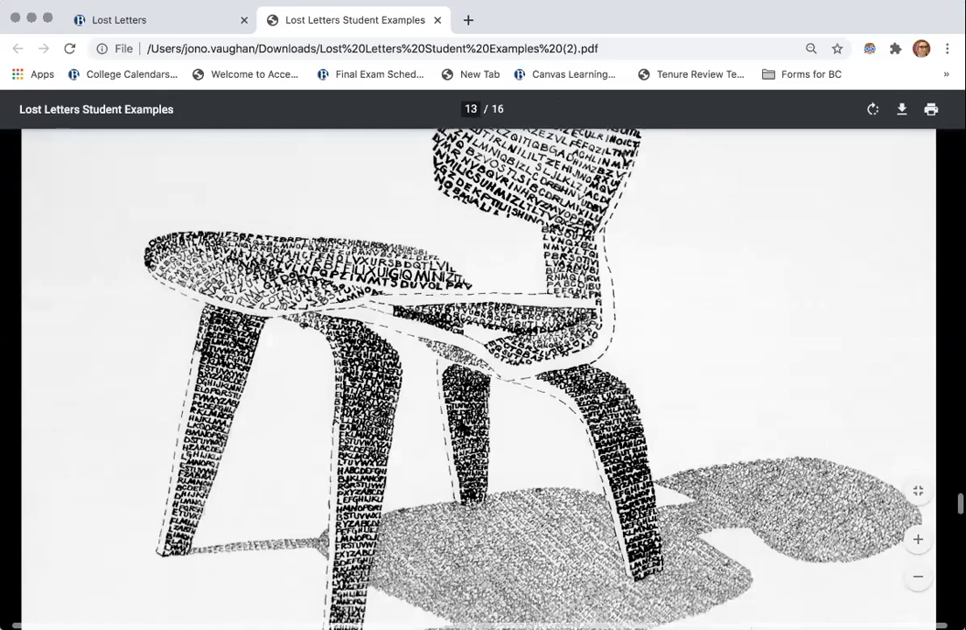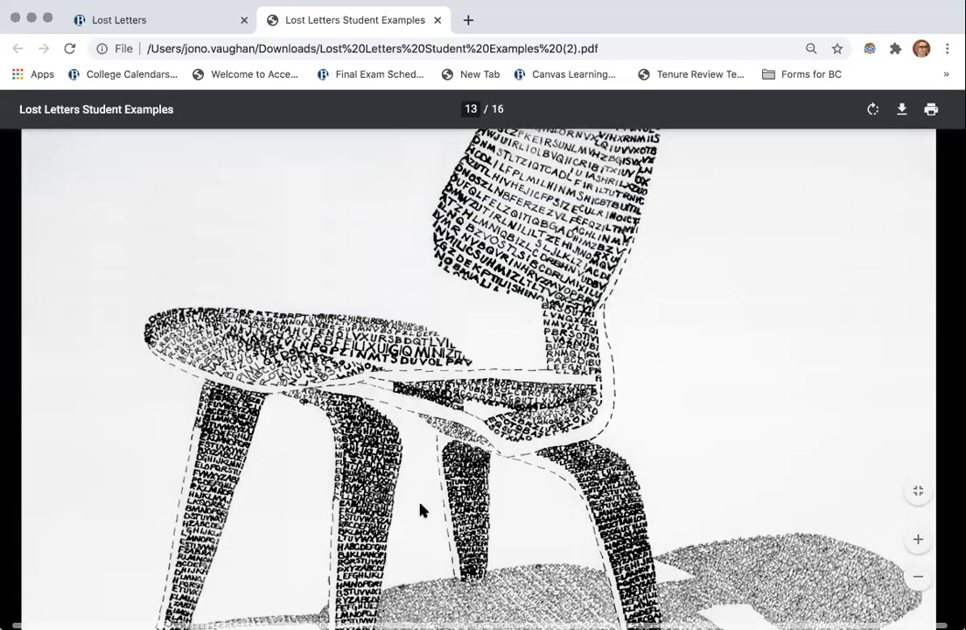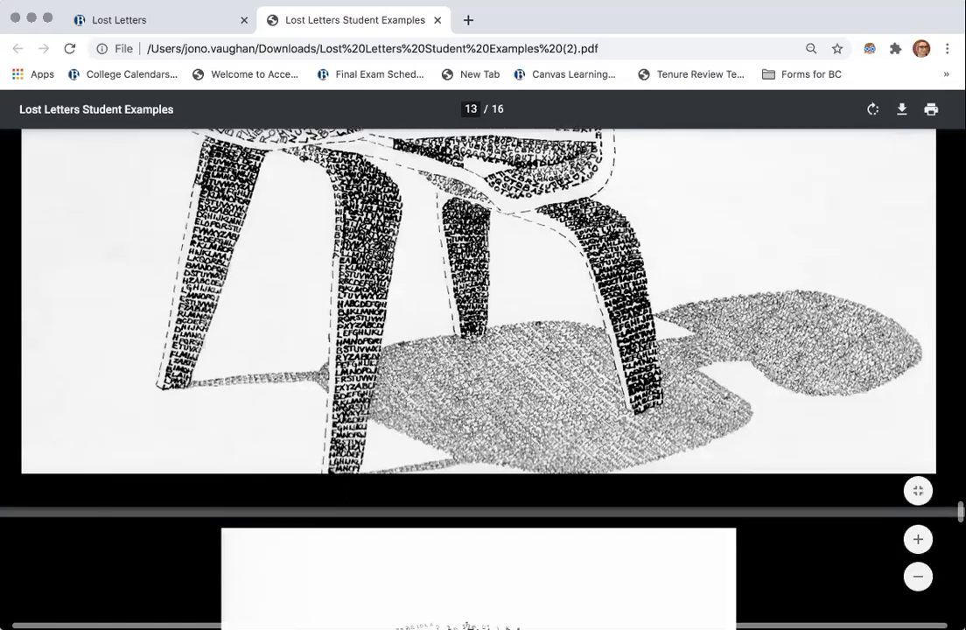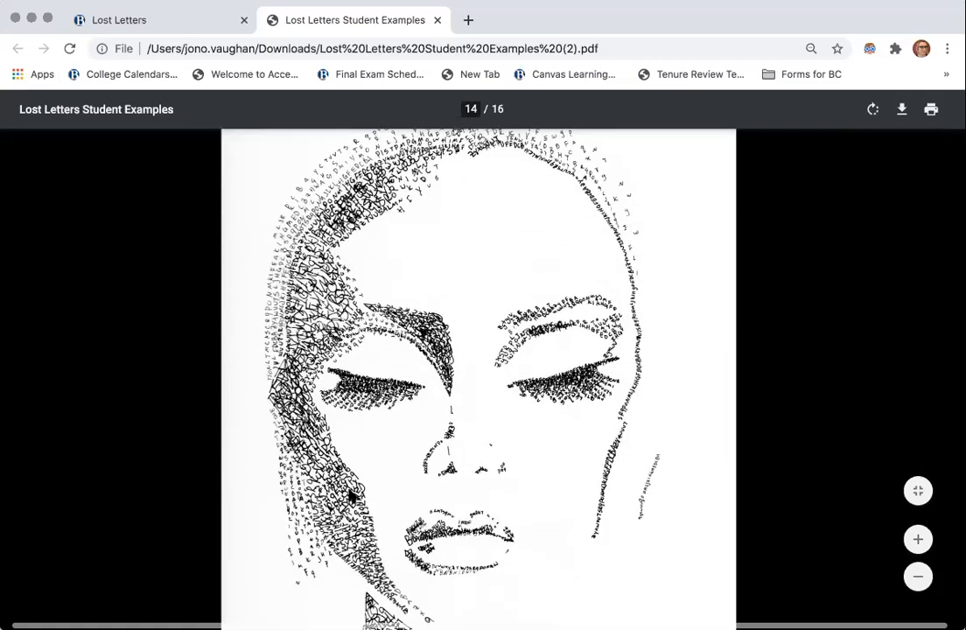This is an excellent example from a student. Dimensionality is strong. It's created through quantitative use of the characters. So again, the smaller the characters, the more of them there are, the darker something might appear, but also the thicker the characters, of course, that's going to make the character appear darker as well because there's more black. So have a look at the examples.